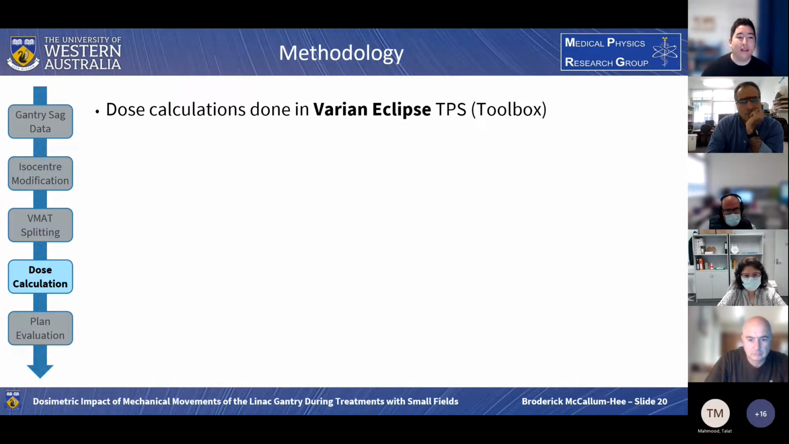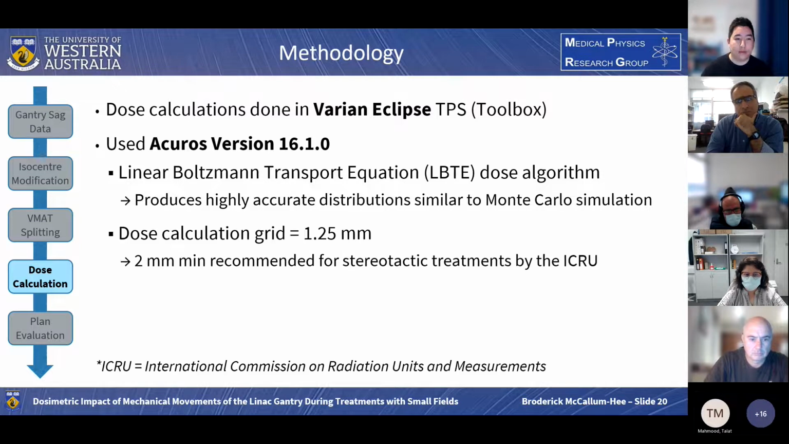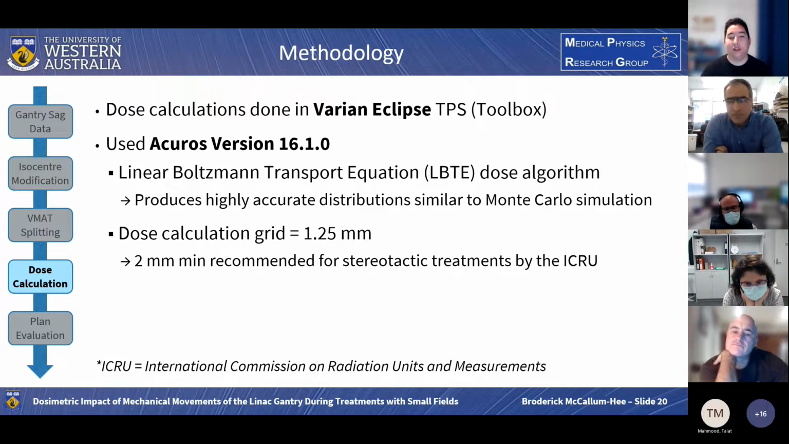The creation of this script required extensive coding and manipulation of plan DICOM files. After splitting each of these plans, dose calculations were done in the Varian Eclipse TPS, specifically the toolbox version, which is the non-clinical duplicate of the software. We used the Acuros XB algorithm, version 16.1, which uses a linear Boltzmann transport equation solver. It has been shown that this type of dose algorithm produces highly accurate distributions similar to Monte Carlo simulation in faster times. A dose calculation grid of 1.25 millimeters was used, and this is well within the bounds of 2 millimeters, which is recommended by the ICRU for stereotactic treatments.